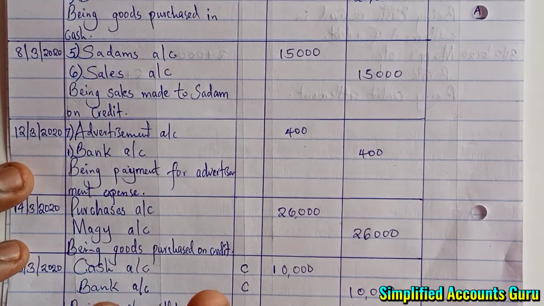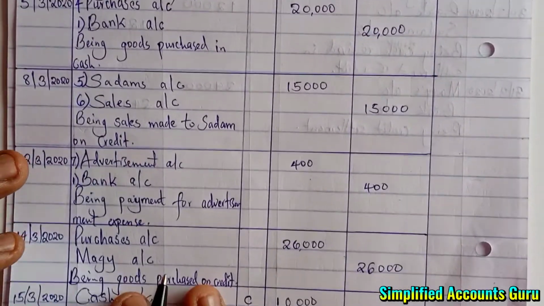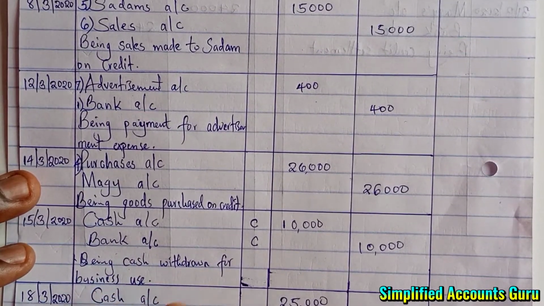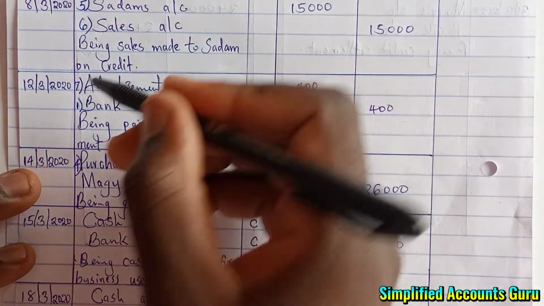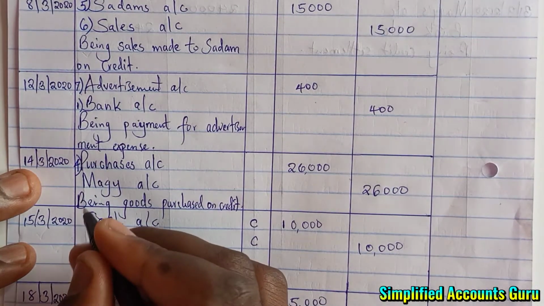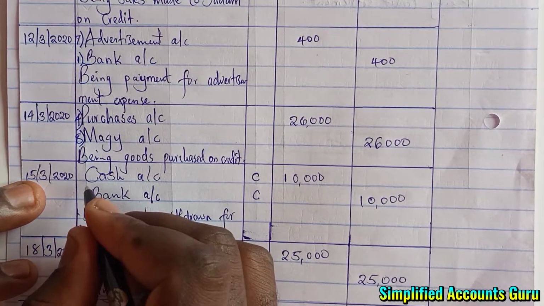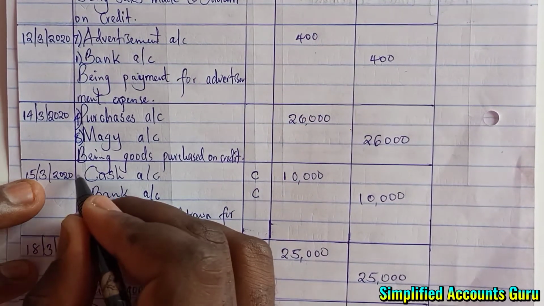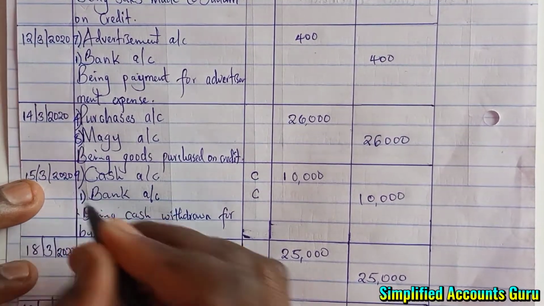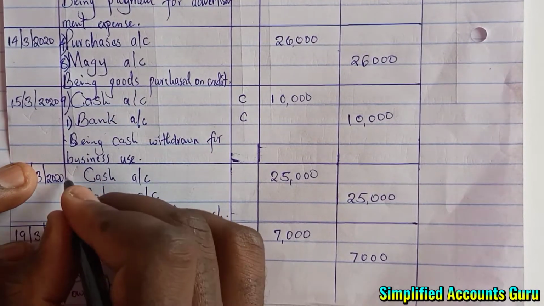Then we had already identified purchases, if you can remember. So it is number 4. So this one will just have number 4 here. And then we have number 7 as the last one. Then we move to number 8. Then we are seeing cash here for the first time. So this one will be our number 9. Then this one, number 1. Then we have cash being number 9.